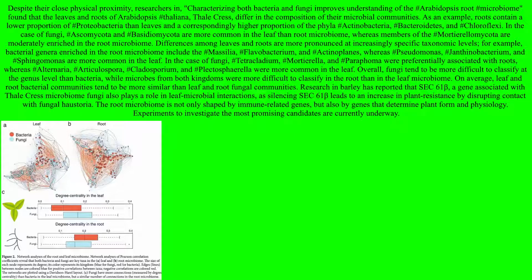For example, bacterial genera enriched in the root microbiome include, and here comes a whole bunch, all the complicated names are hashtagged here, Massilia, Flavobacterium, and Actinoplanes, whereas Pseudomonas, Xanthobacterium, and Sphingomonas are more common in the leaf.